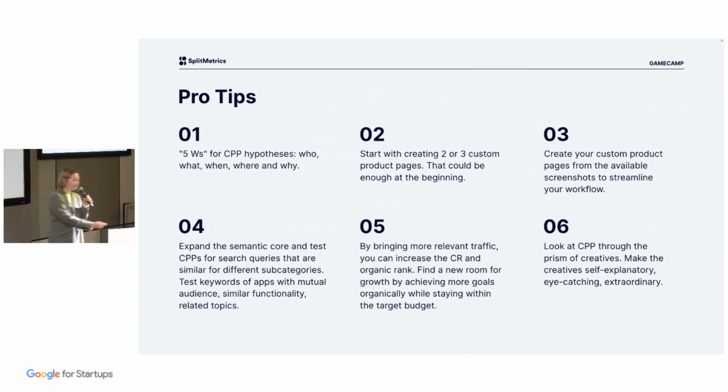And of course, I couldn't leave you without the pro tips for custom product pages. In our approach, we like to use a 5 W's approach: who, what, when, where, and why. So whom you are targeting with the help of the custom product pages, what message you would like to share, when you will be posting the CPP, and where. So do you make the CPP based on the local and cultural specifications? And of course, why. As an A/B tester, you need to know what you're doing and why.